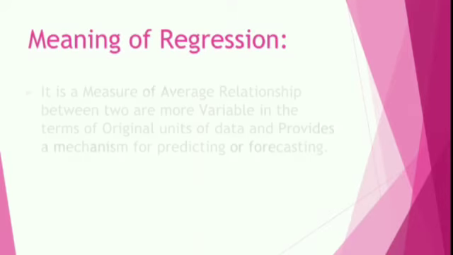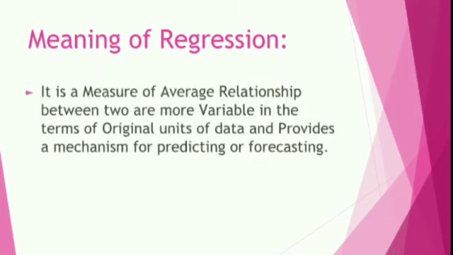Meaning of regression. It is a measure of average relationship between two or more variables in terms of original units of data and provides a mechanism for predicting or forecasting.